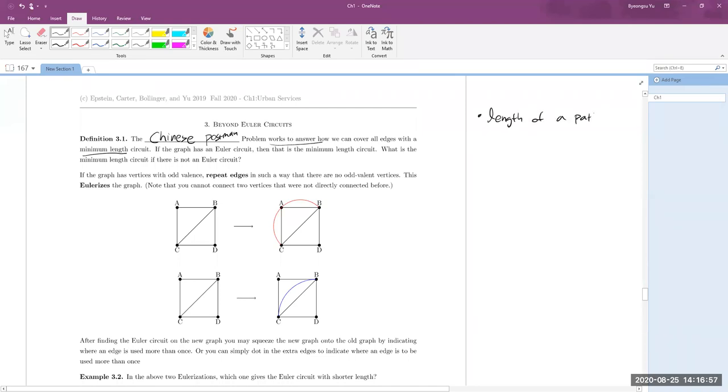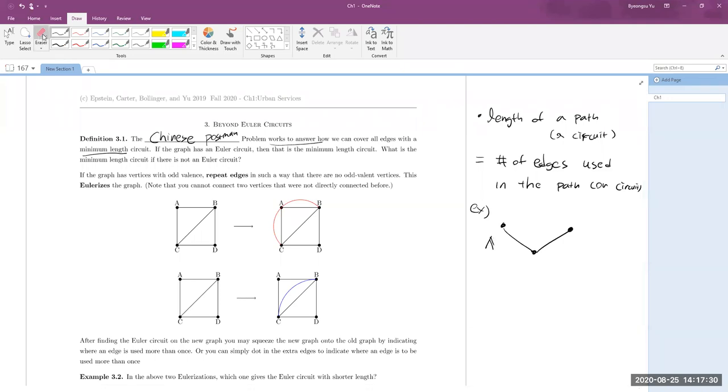So for example, the length of a path or a circuit is just the number of edges used in the path or circuit. For example, A, B, C, and your path goes from A to B, to C, and to B again. So your path is A, B, C, B.